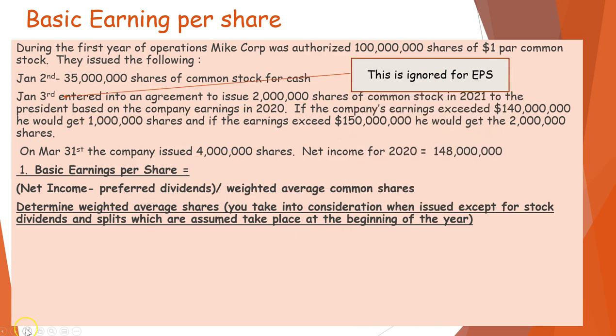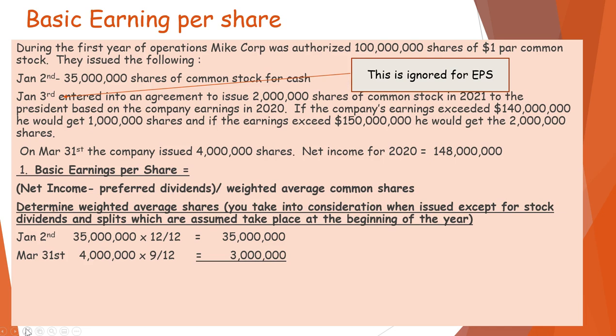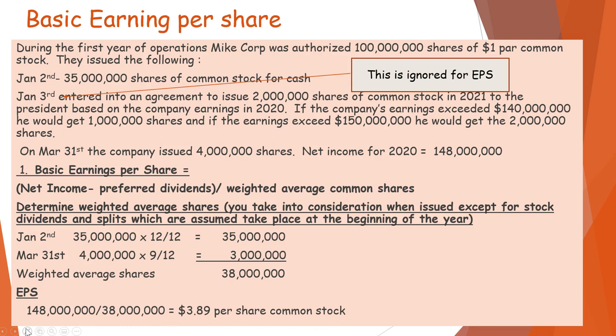Now, this part we're going to ignore for right now because when we do basic earnings per share, we don't worry about conversion issues of other things into common shares. So, in January, the beginning of the year, we had 35 million shares for the whole year, and then we issued another 4 million. So that was for 9/12 of the year. So we have a weighted average of 38 million shares, and our earnings per share is going to be, since we don't have any preferred stock with dividends, 148 million divided by 38 million shares, which gives us earnings per share of $3.89.